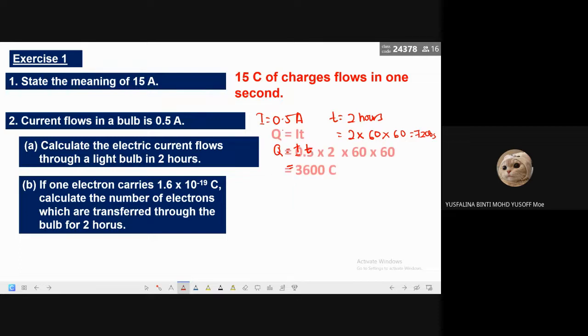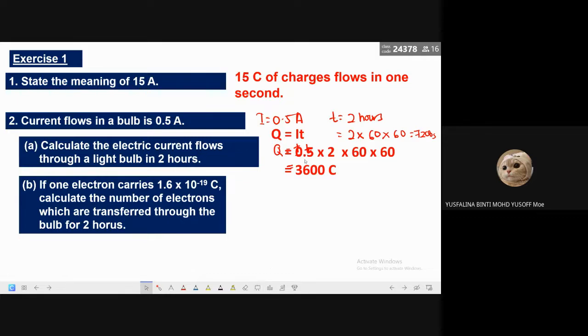Electric current is, yeah. So 0.5. It's actually not asking you the electric current. They ask you for the electric charge. Okay. It's asking you for the electric charge, not the electric current. Electric current is ampere, right? So this one is in coulomb.